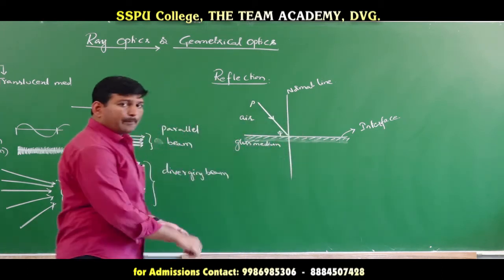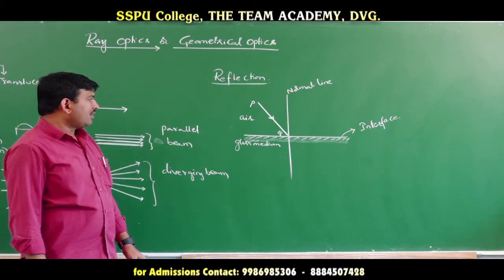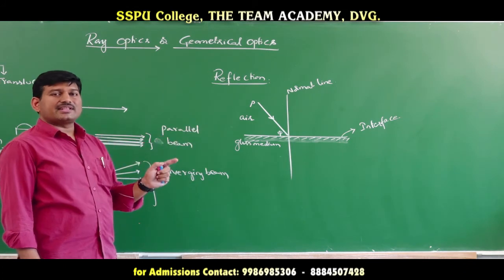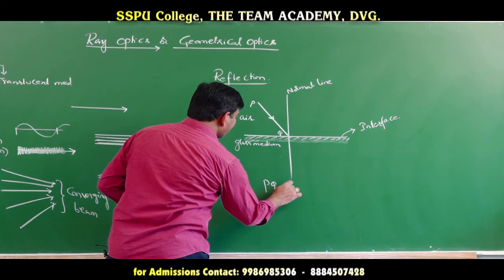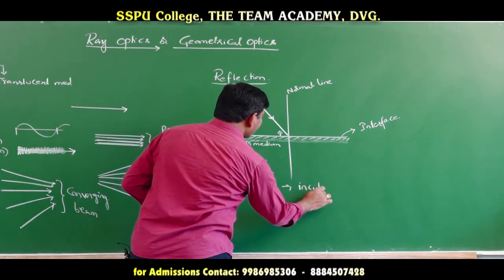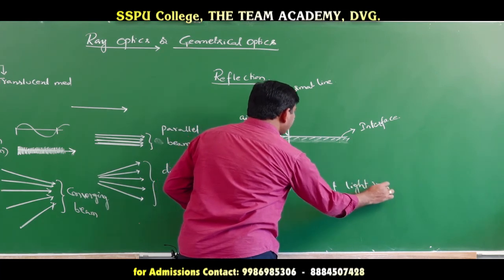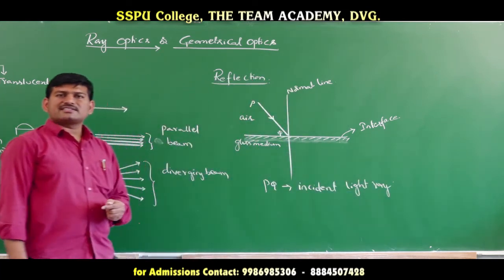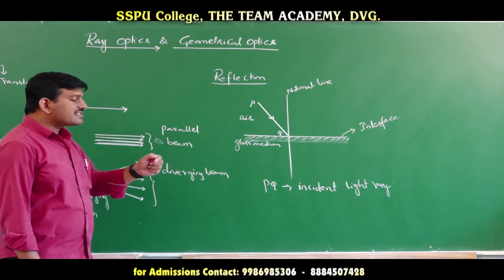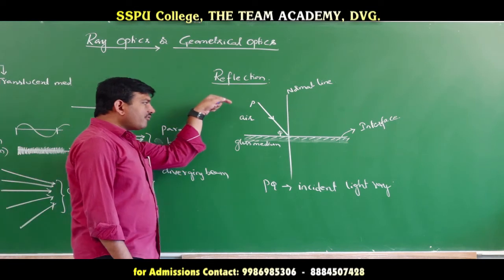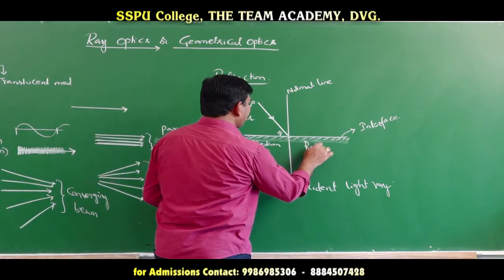What is this PQ? PQ is a light ray which is incident on the interface. The light ray which is incident is said to be the incident light ray. So, PQ is the incident light ray. What is an incident ray? The light ray which is incident on the interface of two optical media is said to be an incident light ray. Now, after incidenting on the reflecting surface, this is the reflecting surface.